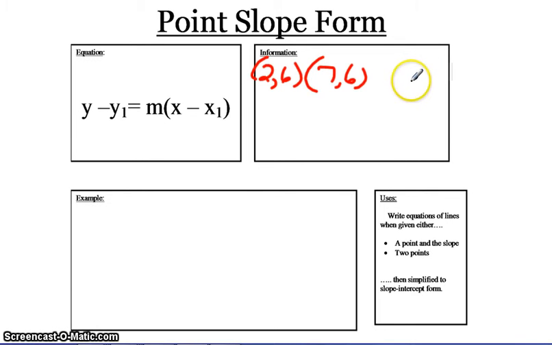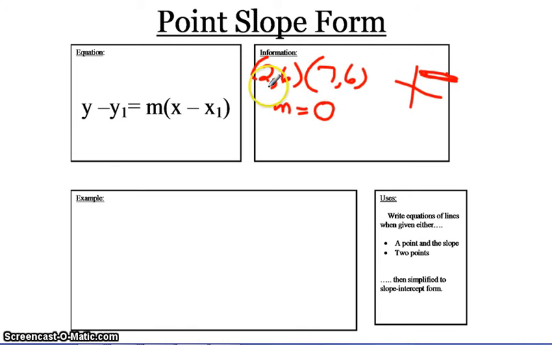And you can use the slope formula if you choose. I like to sketch my graph and see where the points are. So (2, 6) and (7, 6). Well, it looks like that is a horizontal line, which tells me my slope is 0. So I have a slope of 0 and 2 points.